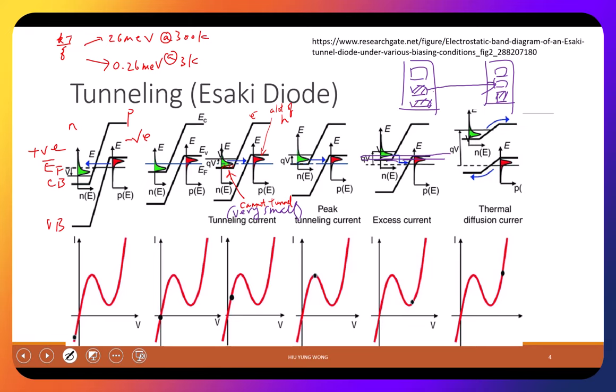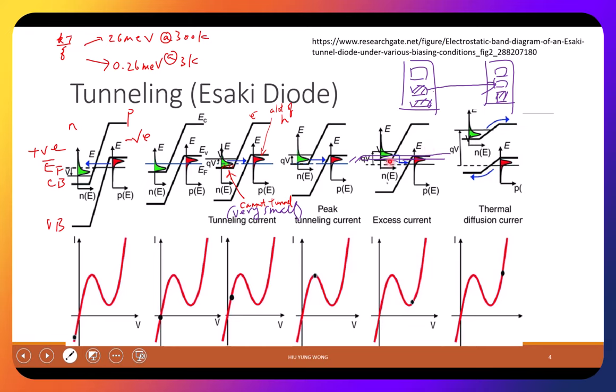Only the electrons in this band can tunnel through, because for those above this band, they cannot find any vacancies here. Why are there no vacancies? Why is there no empty space here? It's inside the band gap, right? No seats for you to tunnel.